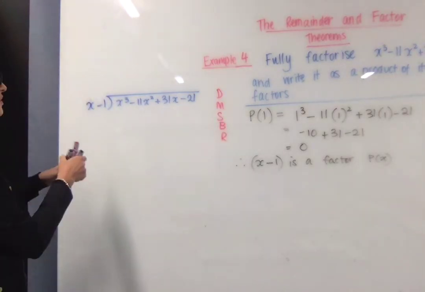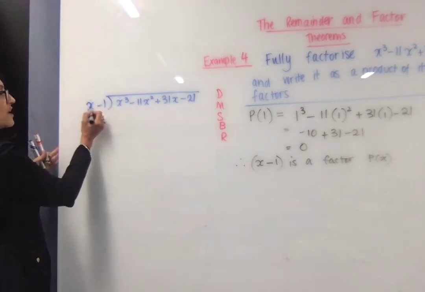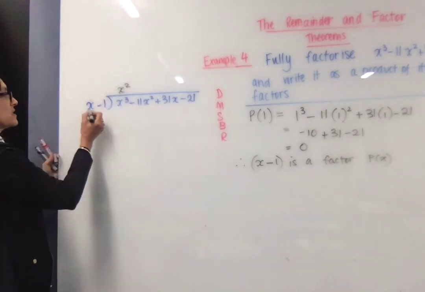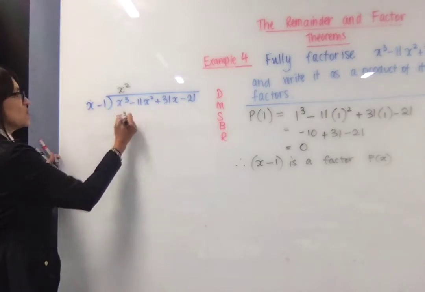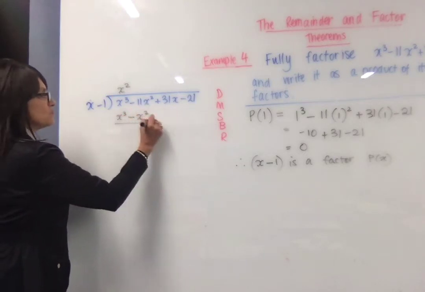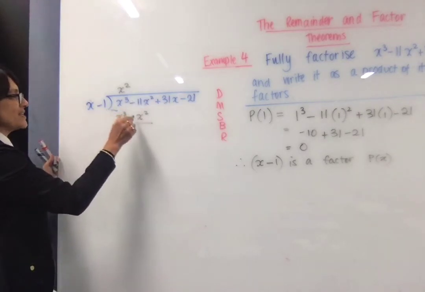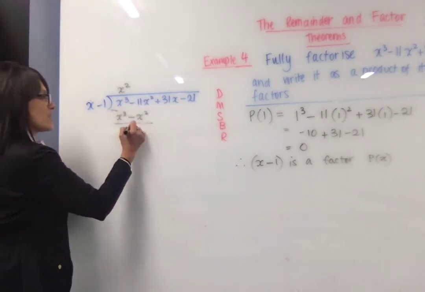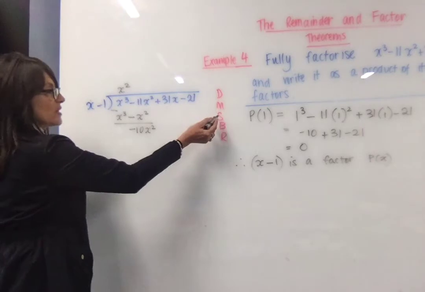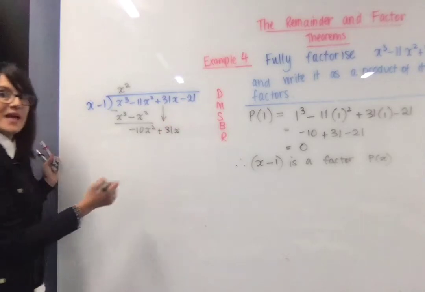First thing I'm going to do is divide. So x cubed divided by x is x squared. So I divide and then I multiply. x squared times the x is x cubed, and x squared times the negative 1 is negative x squared. After multiplying, I subtract. Negative 11x squared minus negative x squared becomes plus x squared, and that gives me negative 10x squared. After I subtract, I bring down the next term, which in this case is 31x.